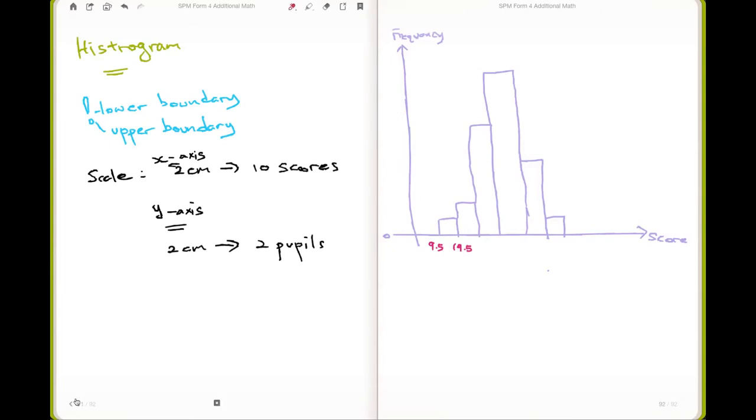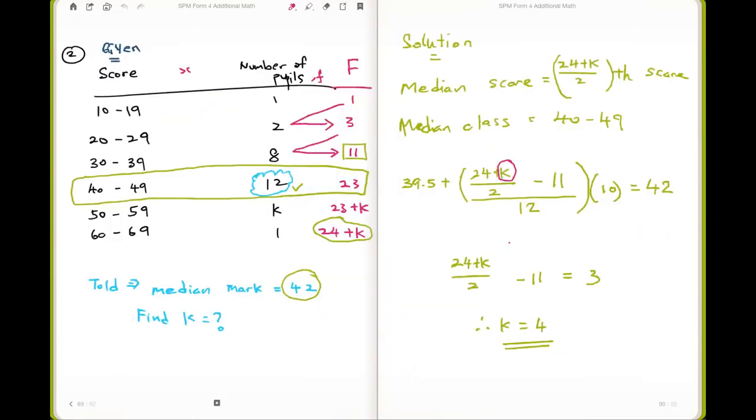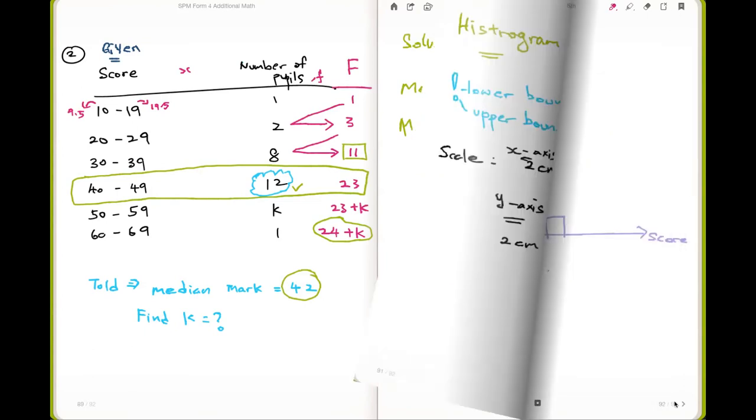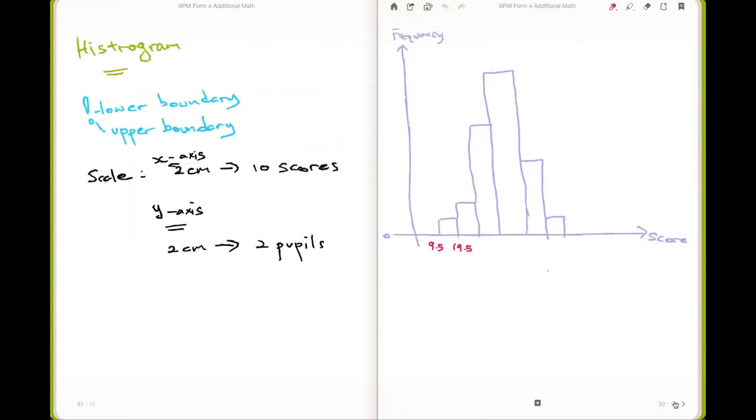Let's go back to the previous page. 9.5, why is it 9.5? Because here, the number before is 9.5. The number after the upper boundary is 19.5. Okay? That's where you got this.